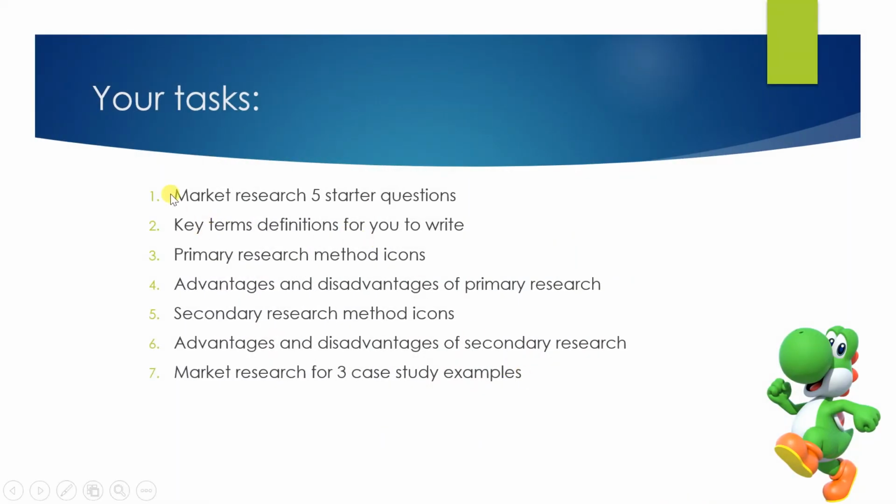That's it, you're done. You've completed lesson 2 on market research, where we've gone through the definitions and we're looking at deepening the knowledge that we first introduced on lesson 1. Your tasks were your 5 starter questions, your key terms for you to write in your own words, then your primary research method icons and your advantages and disadvantages, where you copy and paste the sentences. And then the same process for 5 and 6, but about secondary research, the secondary research icons and the advantages and disadvantages, but you copy and paste those sentences, the sentences from slide 16. And the final task, the market research on those 3 case studies examples where you complete the table.